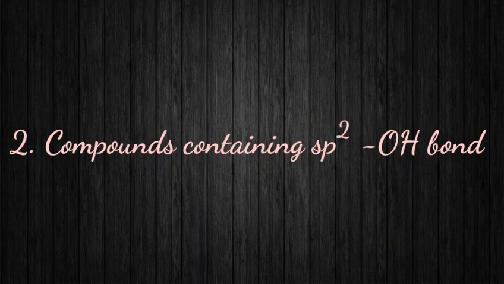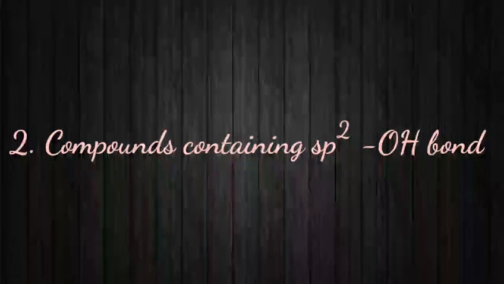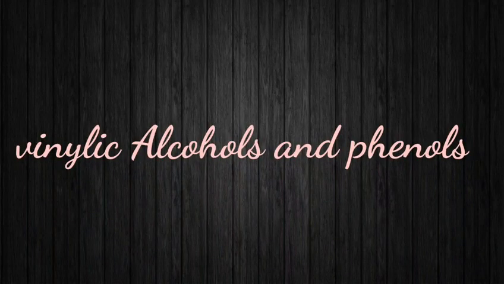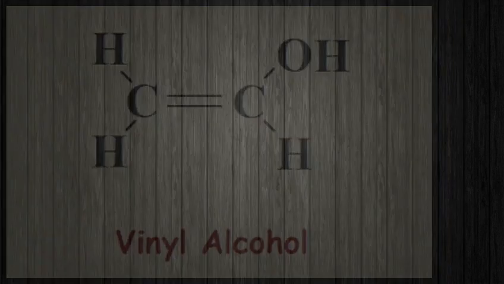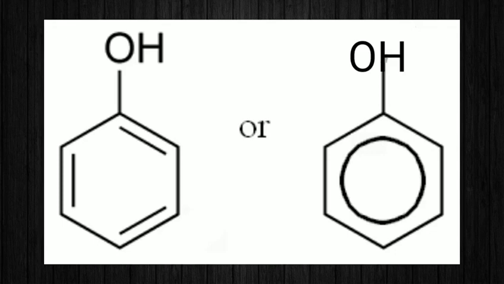In this type of alcohols, the hydroxyl group is attached to a carbon-carbon double bond. These are of two types, vinylic alcohols and phenols. In vinylic alcohols, they contain OH group attached to a carbon atom of a carbon-carbon double bond. Whereas in phenols, OH group is attached to a carbon atom of benzene ring.